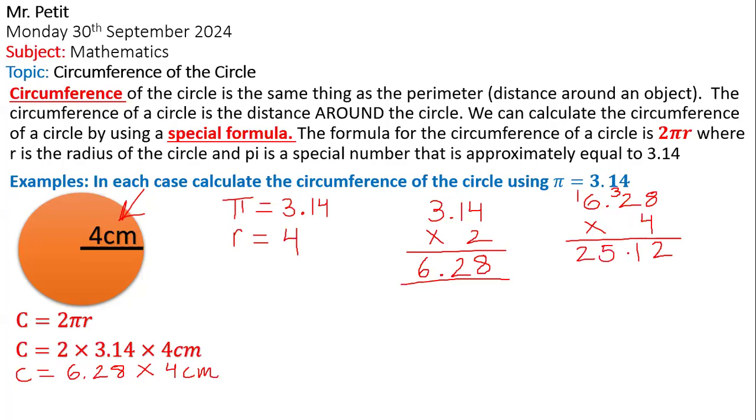And so our answer is going to be, there are 2 numbers behind the decimal point, so it's going to be 25.12 centimeters. So that means that the circumference is equal to 25.12 centimeters. Don't forget to put your units, centimeters.